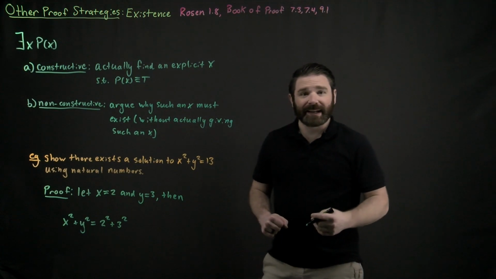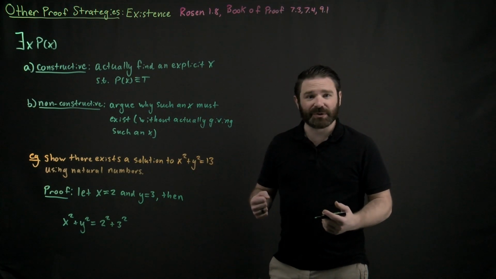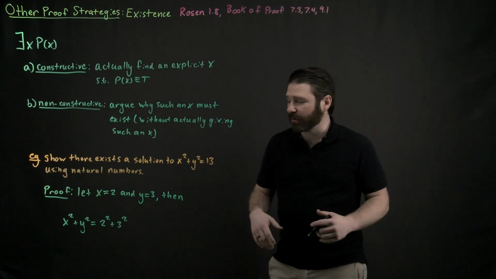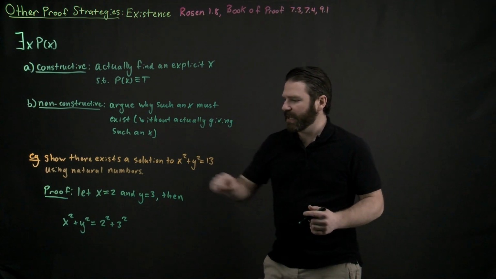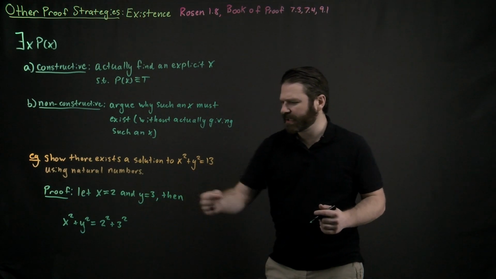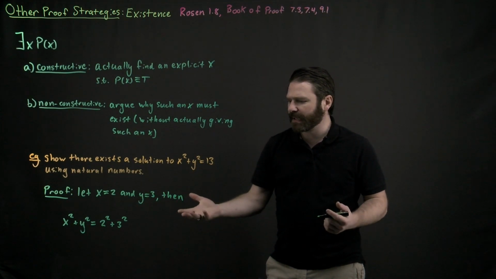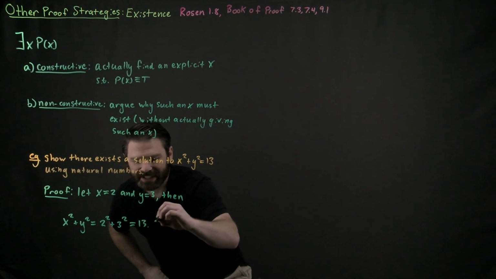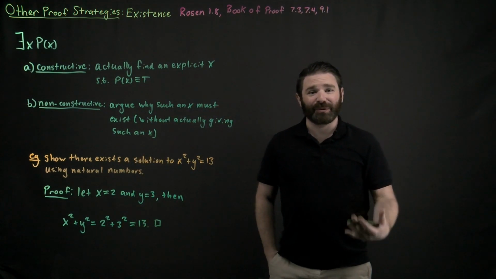So here I'm saying, well, let's let x equals 2 and y equals 3. Then all I have to do is plug in and check whether or not this equation is satisfied. So x is 2, so 2 squared, that's going to be 4, 3 squared, that's going to be 9, and oh hey, 4 plus 9, that indeed is 13. And I am finished with my proof.